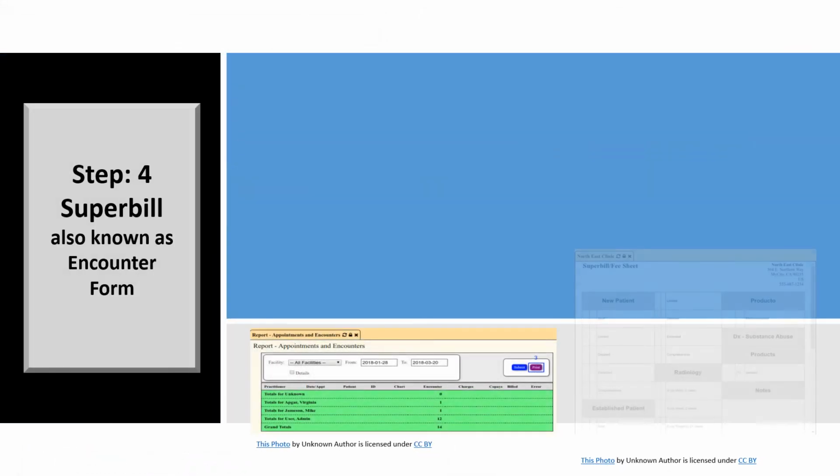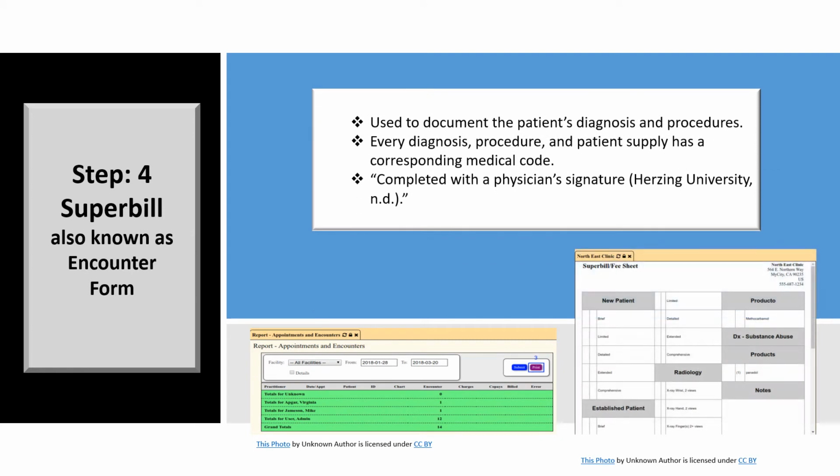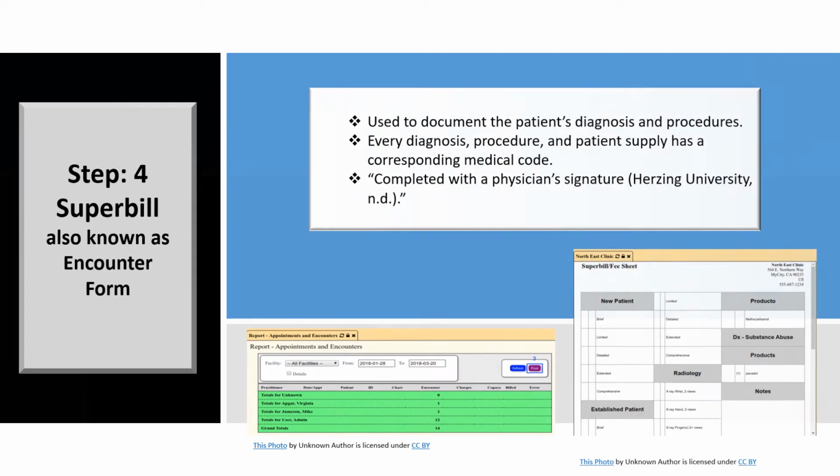Step 4 is the super bill. The super bill is also known as the encounter form. This is where the physician will document the patient's diagnosis and procedures. Every diagnosis, procedure, and patient supply has a corresponding medical code. The super bill will note the various aspects of the patient's diagnosis and care, and per Herzing University's course content for insurance claims, processing, and adjudication, be completed with a physician's signature.